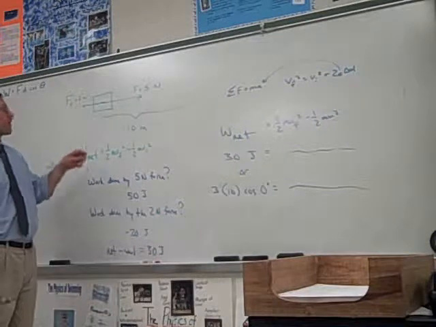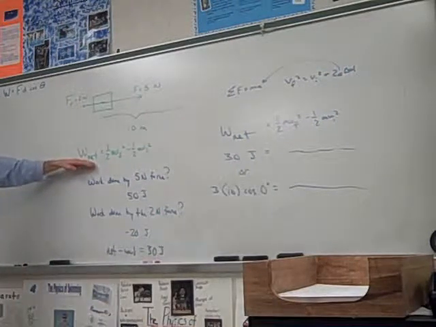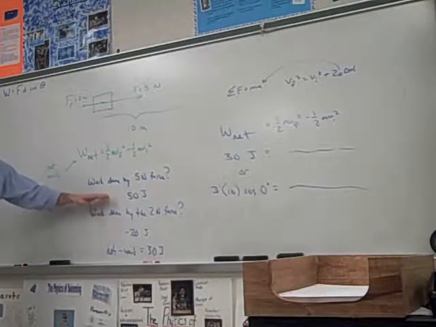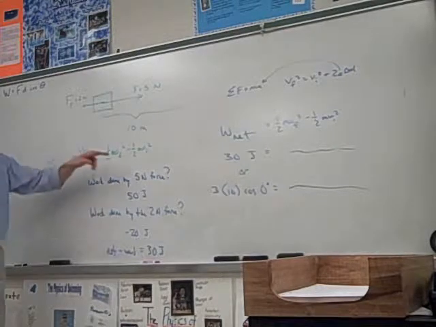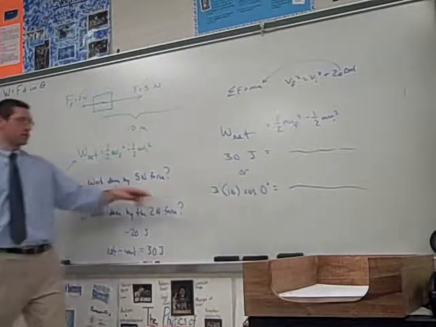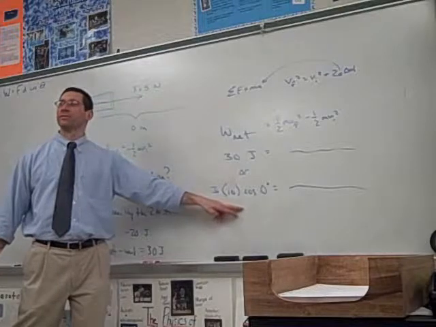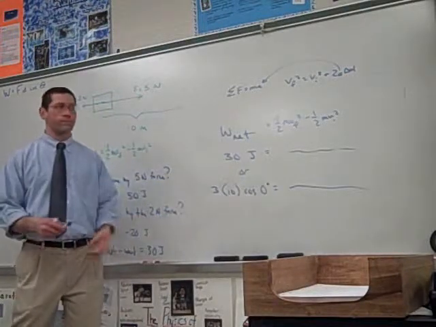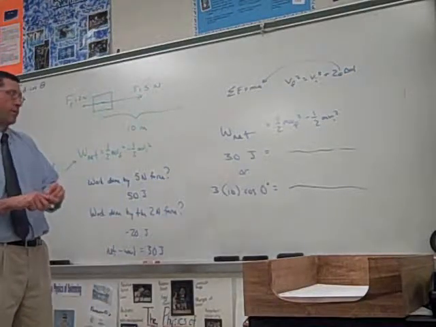So when you do your work-energy theorem, this needs to be the net work. So you either want to figure out the work of each force and get the net work, set it equal to this, or just do the work done by the net force. Okay? So whatever way you think is easier.